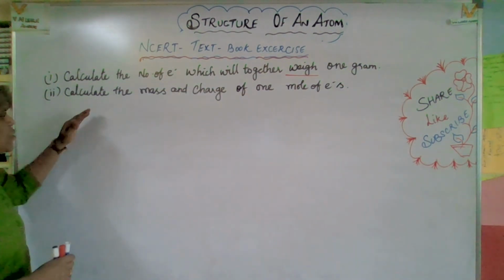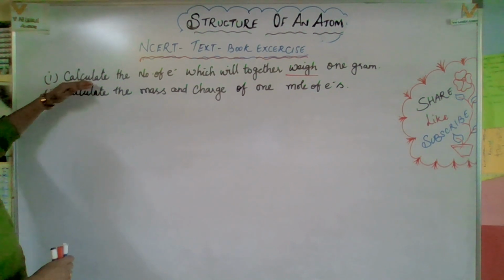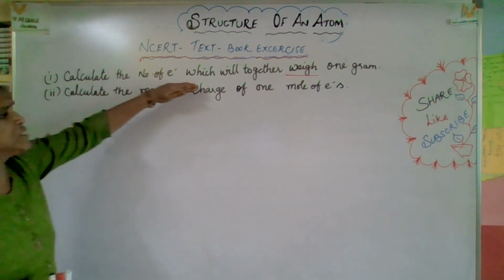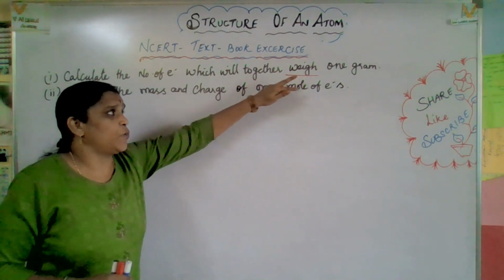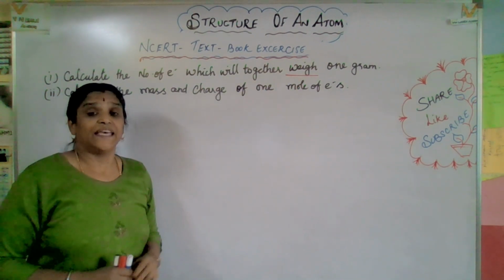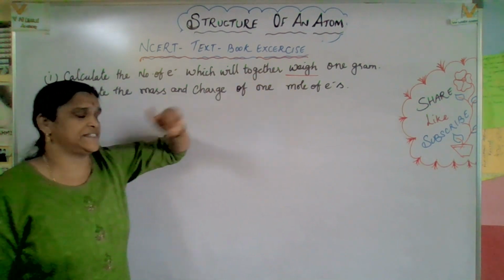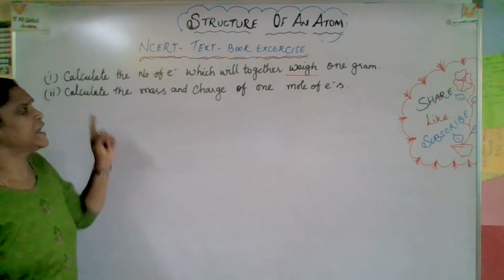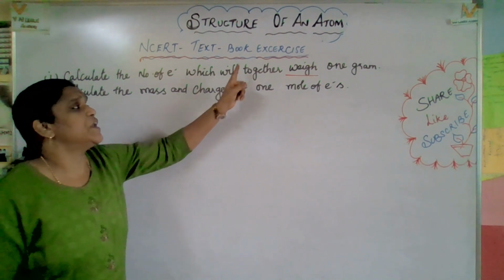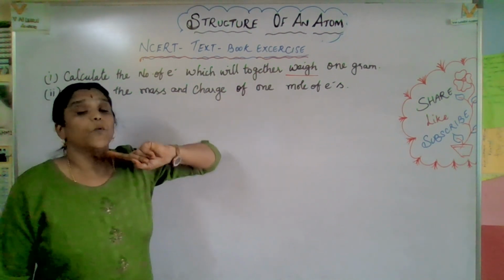Come on, let's go and watch the first question. Calculate the number of electrons which will together weigh 1 gram. Here they mention mass, weight. It is mass, weight. Okay, now come to this point: the number of electrons which will weigh together 1 gram.